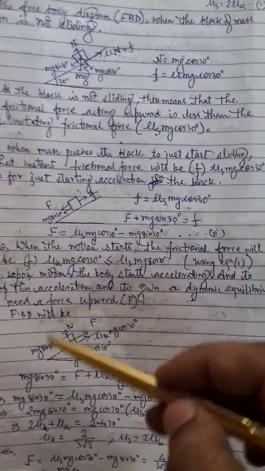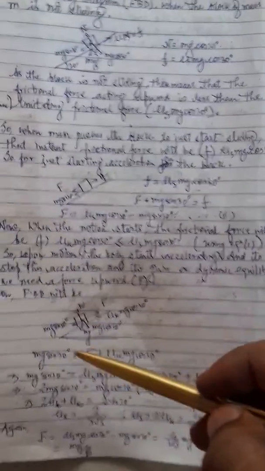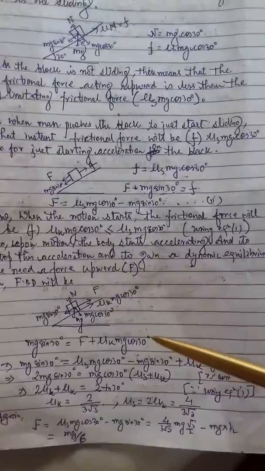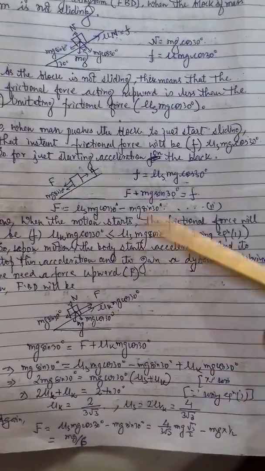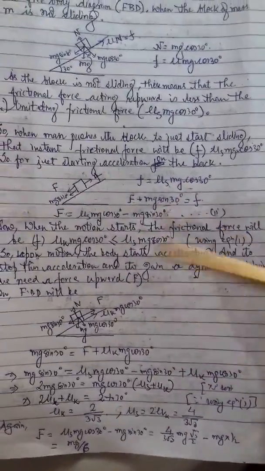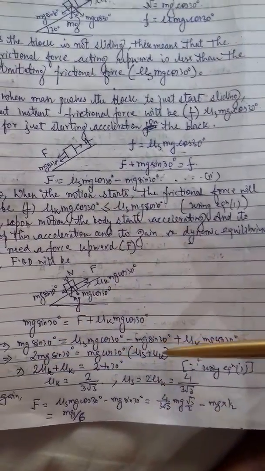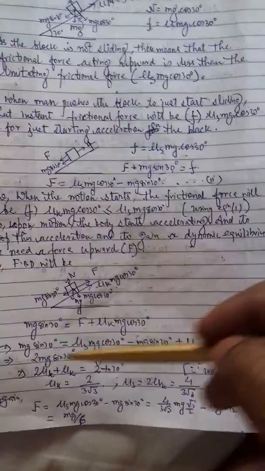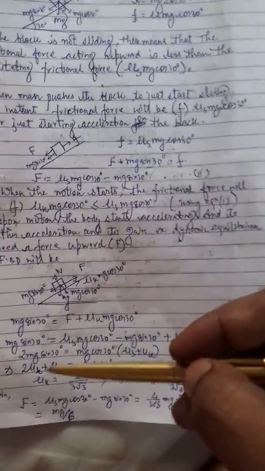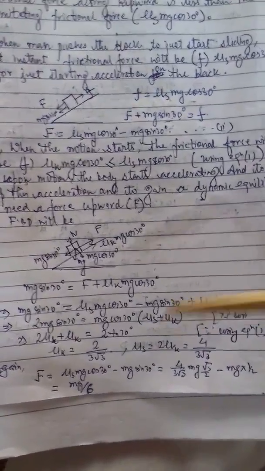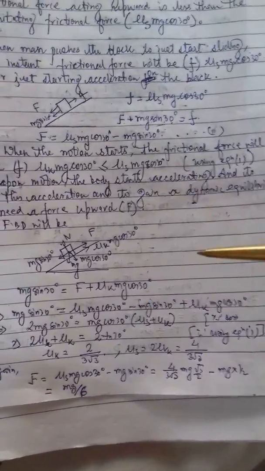As this body is in dynamic equilibrium, there is no acceleration, so mg sin 30 degree equals F plus mu k mg cos 30 degree. Now if we put the value of F from this equation into the other equation, we get mu s plus mu k times mg cos 30 degree equals 2 mg sin 30 degree. Substituting the value of mu s, that is 2 mu k, we get the value of mu k first, that is 2 by 3 root 3. So mu s will be 2 times mu k, that is 4 by 3 root 3.